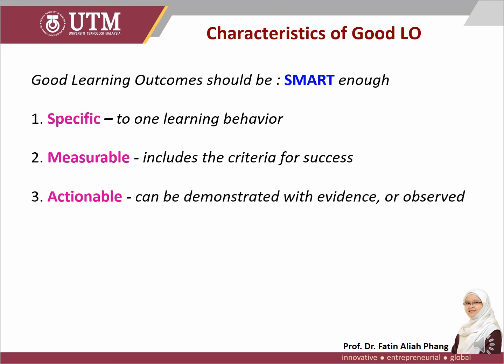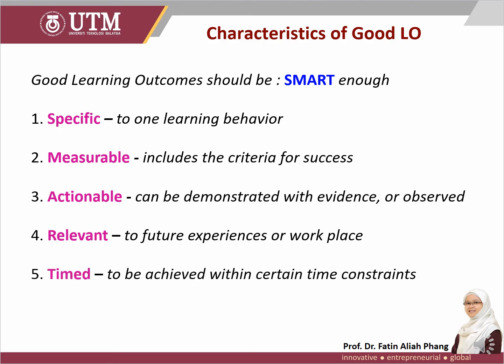Number 3, A is for actionable. It can be demonstrated, you can see, you can observe it. And R is relevant. It's relevant to what they're going to become in the future. Like in my case, to become a chemistry teacher, so it must be relevant. And the last one, T, is timed. So you must be able to ensure that the weeks that you have for one semester for them to complete the course, they should be able to gain all the outcomes that you have written for them.